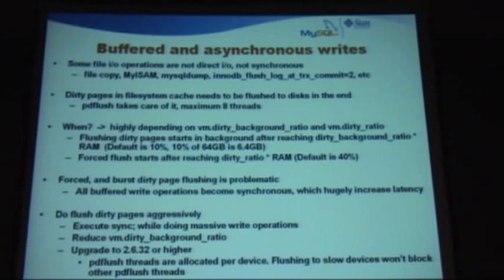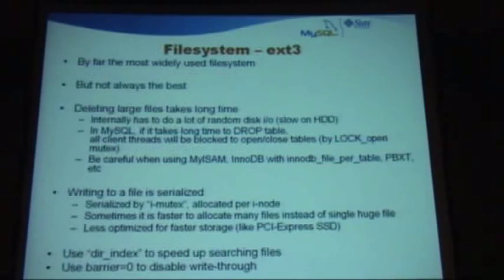So the general recommendation is to flush dirty pages aggressively: execute the sync command when doing massive write operations like taking backups, or reduce vm.dirty_background_ratio. On the Linux 2.6.32 kernel, pdflush was improved. In this version, pdflush threads are allocated per device, so flushing to slow devices won't block other pdflush threads. So these are the general recommendations for flushing dirty pages.